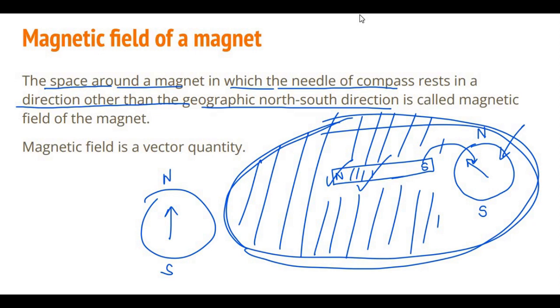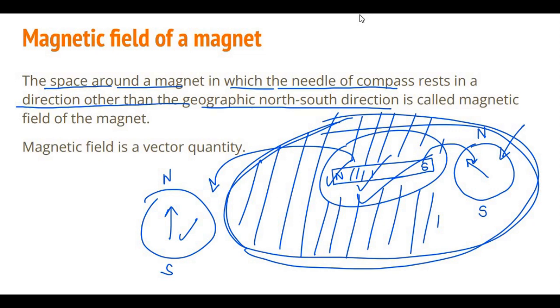So this is the space in which this bar magnet is actually exhibiting its properties, its magnetic strength. That space around the magnet is known as the magnetic field of a magnet. It is that space in which this magnetic needle is pointing in any direction other than geographic north-south. But outside this region, this needle is pointing towards geographic north-south, as if this bar magnet is not exerting any force on this needle in that region, means out of this magnetic field. Very easy, have you understood the magnetic field? It is that space in which this magnet exhibits its magnetic strength.